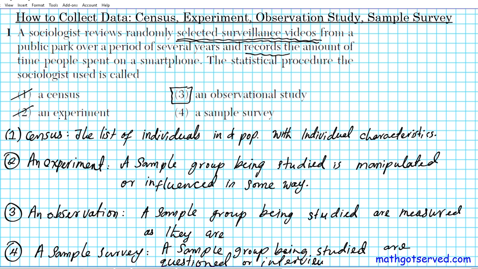The answer is no, because you cannot interview someone by watching the video of them, right? You can just only observe. So in this particular situation, we do not have a survey because the sociologist isn't asking these individuals any questions. It's not possible. There has to be some kind of backwards and forward communication between the sociologist and people in the sample group in order for a sample survey to take place. So we can clearly see that option 4 is not the answer. The correct answer is option number 3, because the sociologist is just observing the group that's been studied exactly as they are.